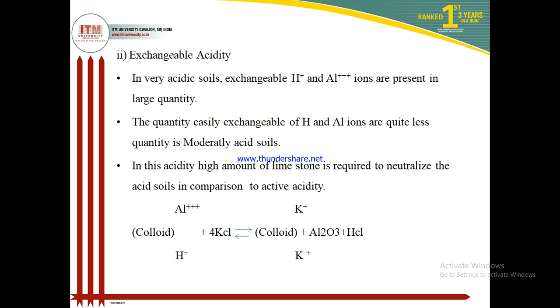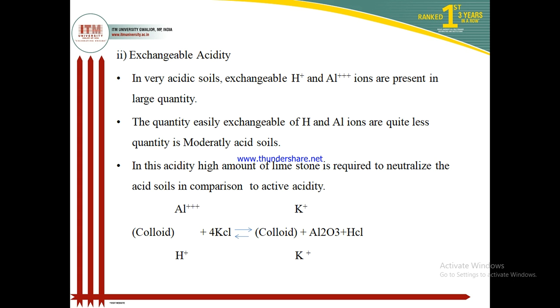Second is exchangeable acidity. In very acidic soils, exchangeable H and aluminum ions are present in large quantity. The quantity of easily exchangeable H and aluminum ions is quite less in moderately acid soils. In this acidity, a high amount of limestone is required to neutralize the acid soils in comparison to active acidity.